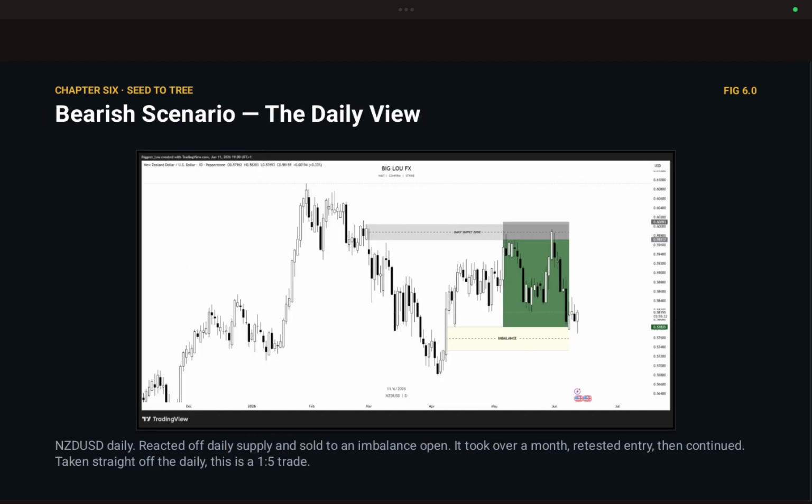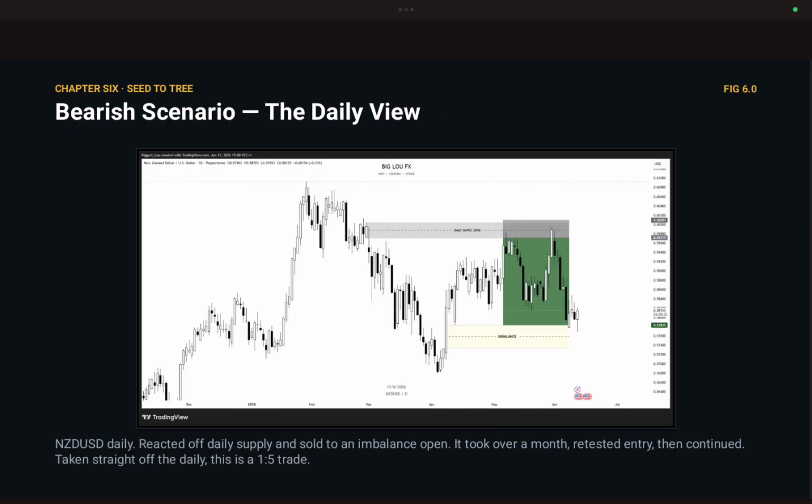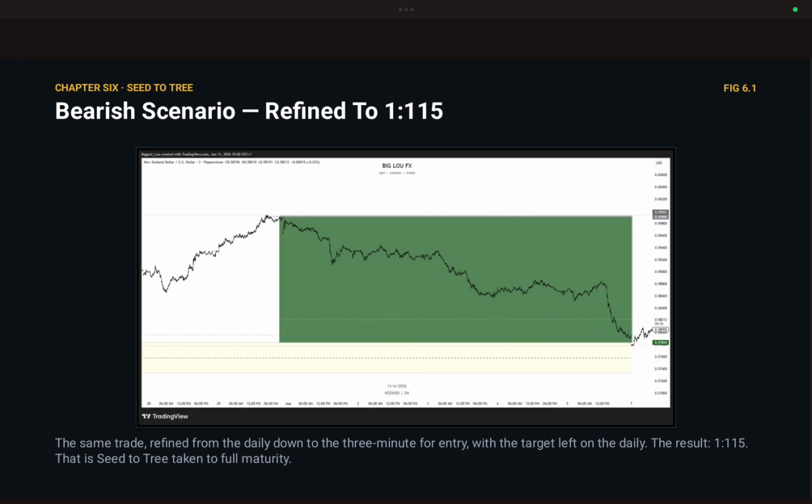Now this trade that gave us 1:5, if you traded it on the daily, it took over a month to play, is now giving you 1:115. You made an extra 110 RR on this trade. So if you were risking $10 on this trade, you're making above $1,000, 1,150. You risk the same $10 on the daily trade, what you're making there is just $50, because that is 1:5. That means you made over $1,000 extra by risking just $10. You could see how crazy this is.